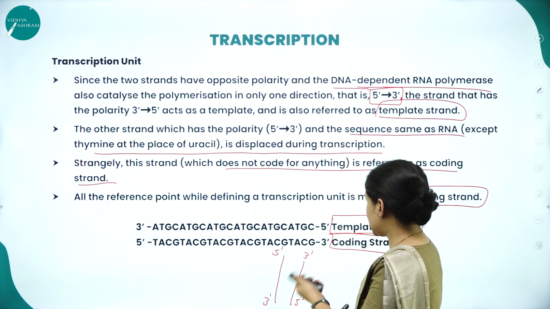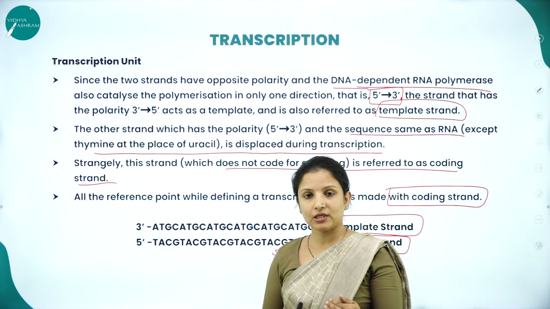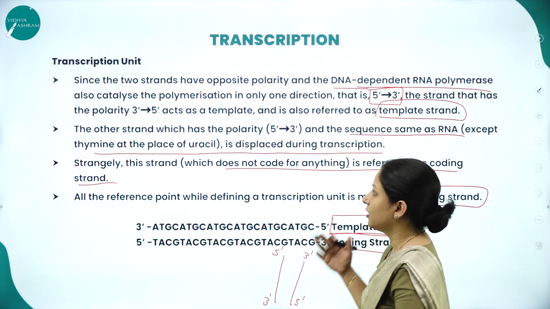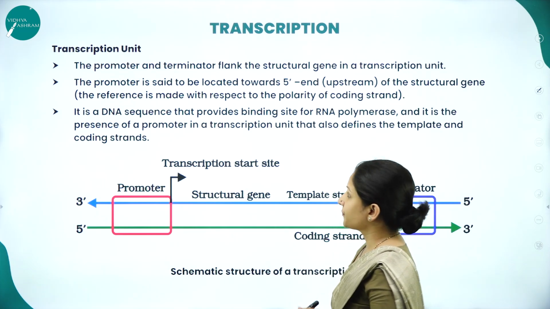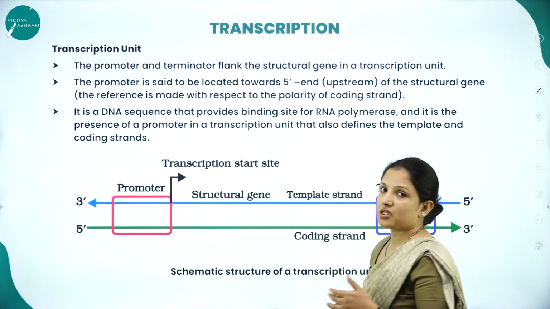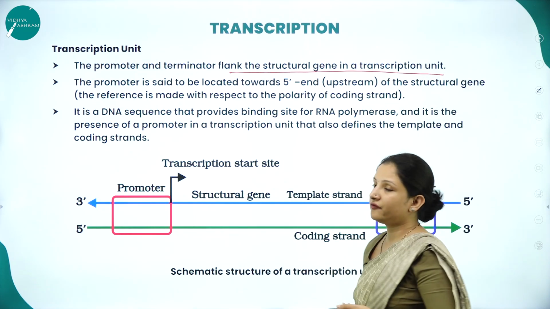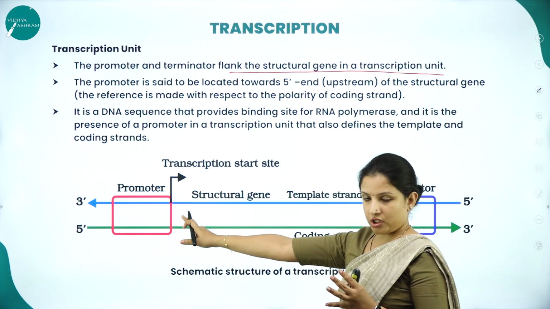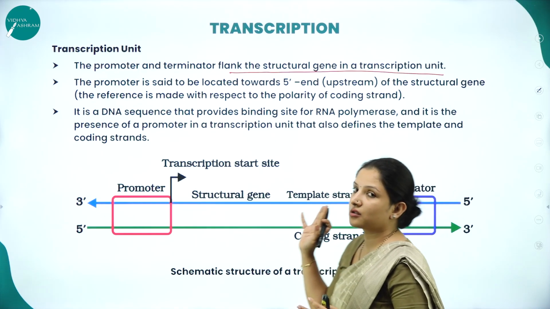So, now we have the template strand and the coding strand. Now you know about the template strand, you know about the coding strand, then you know about the promoter region, structural genes and terminator region. So, moving further, we'll talk about the promoter and the terminator. The promoter and terminator flank the structural gene in a transcription unit. They flank the structural gene, meaning on either side of the structural gene: on one side the promoter region is present and on the other side the terminator region is present.